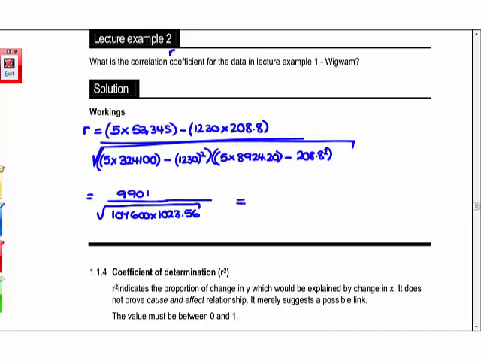And remember, when you put all of that in and you press equals, you're looking for an answer between -1 and 1. And you should get, if you put it in correctly, 0.943. And it's very close to 1, so that indicates that there is strong positive correlation. And we'd expect that as the more wigwams are made, the cost rises.